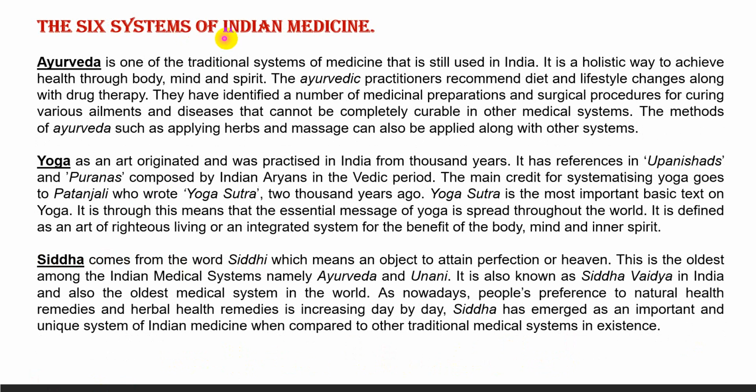The six systems of Indian medicine. Ayush. Ayush was founded in 2014. Number one, Ayurveda is one of the traditional system of medicine that is still used in India. It is a holistic way to achieve health through body, mind, and spirit. The Ayurvedic practitioners recommend diet and lifestyle changes along with drug therapy.